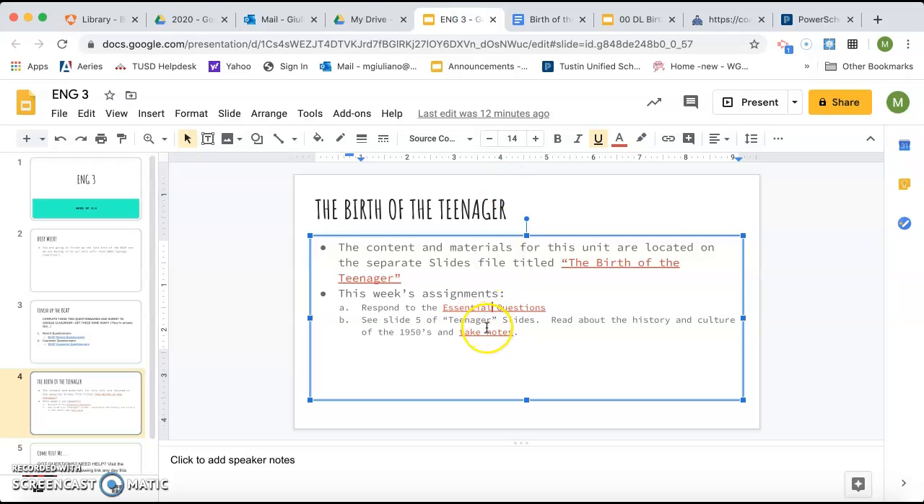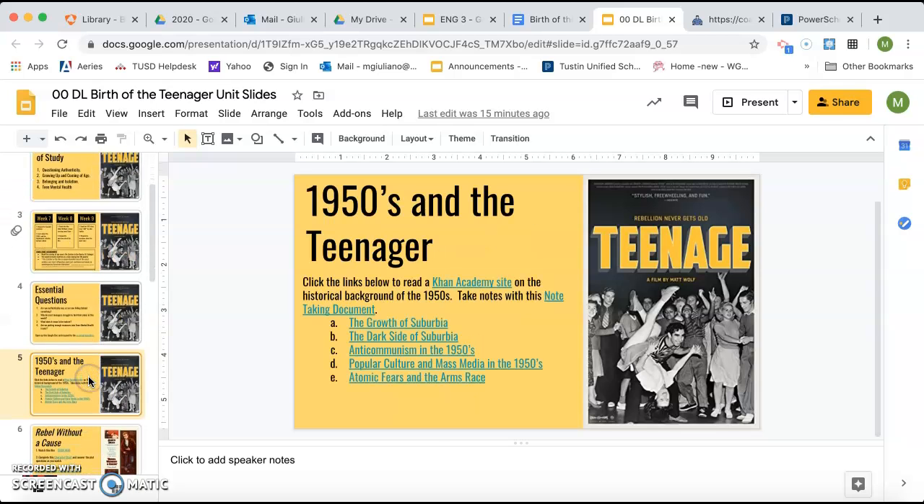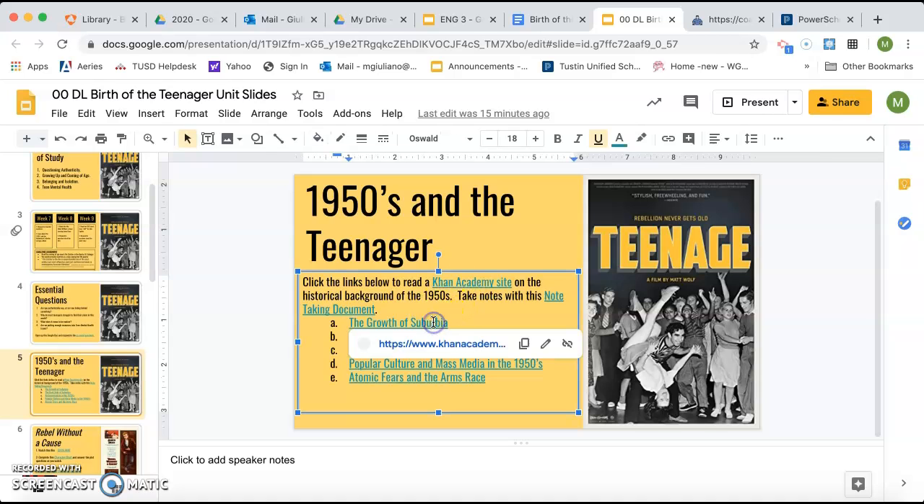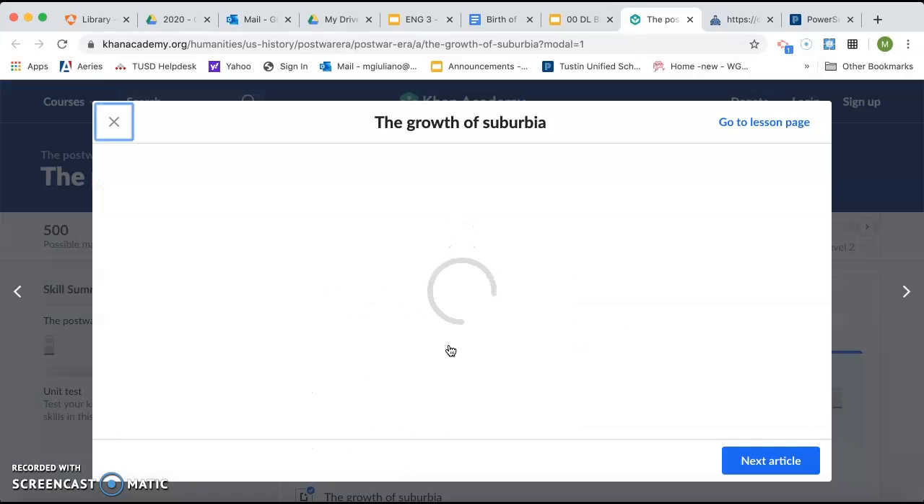And then the second piece is you're going to be reading about some of the history and culture of the 1950s. This is going to be very similar to how we have taken notes in the past in class. I have a website for you here, this Khan Academy site, which is about the history and culture of the 1950s. And then I've linked here every web page for you to visit to read and take the notes.